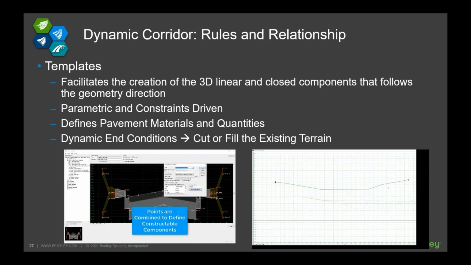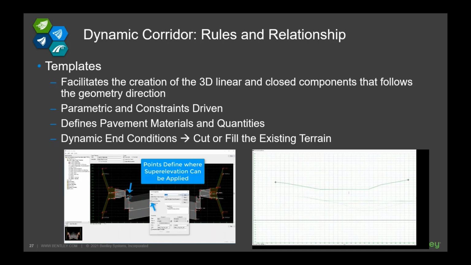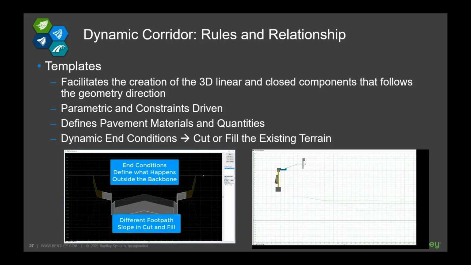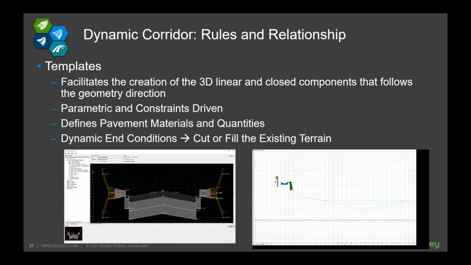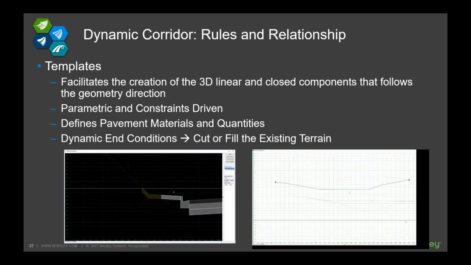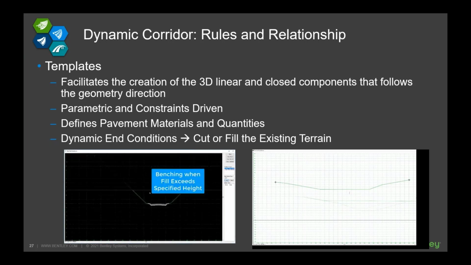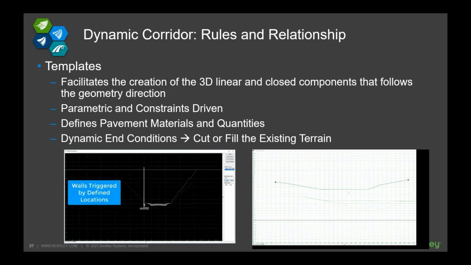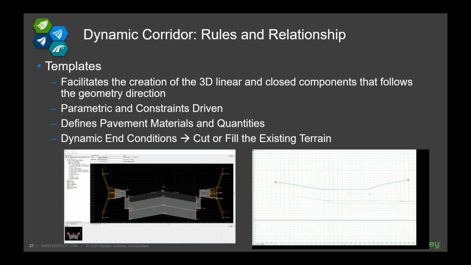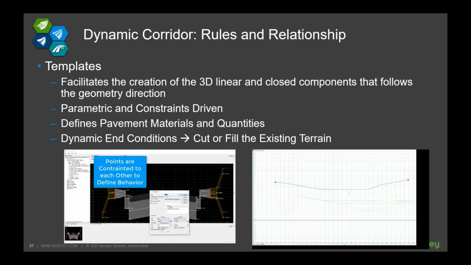So the template, for those who are new to Bentley or the ORD terminologies, is like your cross section, more like your assemblies or subassemblies if you're using other software. It facilitates the creation of the 3D linear and closed components that follow the geometry direction. It can be set to become parametric and constraints driven, as you can see here in the two videos I'm showing you. It also defines the pavement materials as well as allows you to calculate quantities later on. Then it's easy for you to do cut and fill because it has these dynamic end condition tools that allow you to dictate how it will cut or fill your existing or maybe your proposed graph.